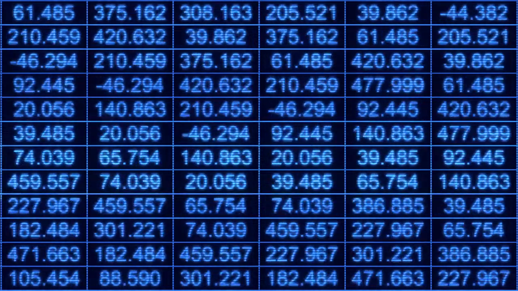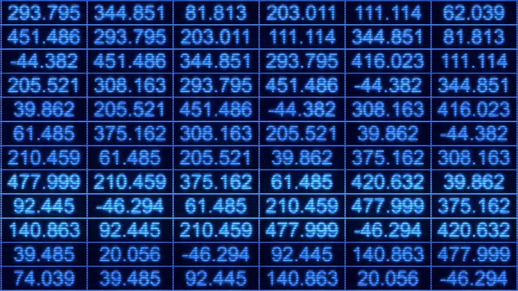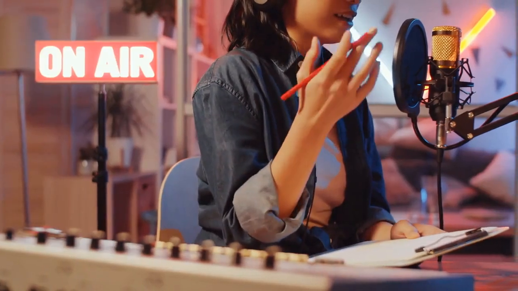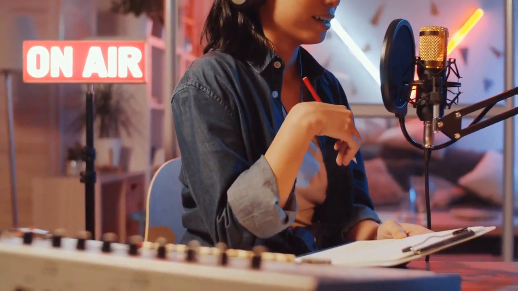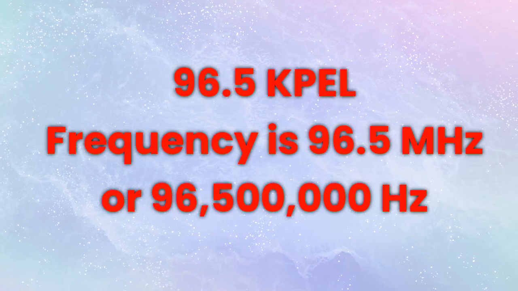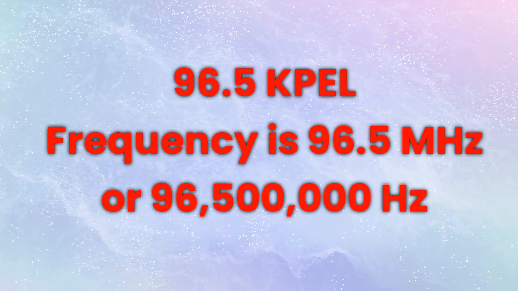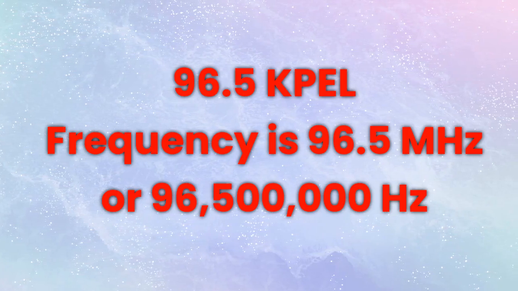So, what's a frequency? It's essentially a number that helps us find radio signals. For instance, consider 96.5 KPEL. This means that FM radio station KPEL is broadcasting at a frequency of 96.5 MHz, which actually refers to a whopping 96,500,000 radio wave changes every single second. You find a radio signal by looking through the signals for one that vibrates at the correct rate.